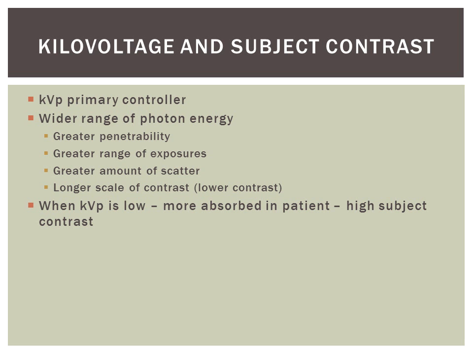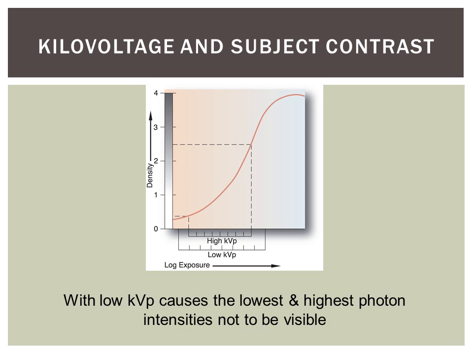Kilovoltage and subject contrast. Remember, kVp is a primary controller. It is x-ray energy and penetration. So a wider range of photon energy means greater penetrability, greater range of exposures, greater amount of scatter, and longer scale of contrast, which is low contrast. When kVp is low, more is absorbed in the patient, and there is high subject contrast. So low kVp produces long wavelengths and low energy x-rays. Low kVp equals short scale, which is actually high contrast.